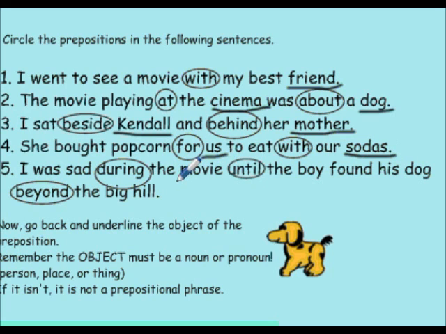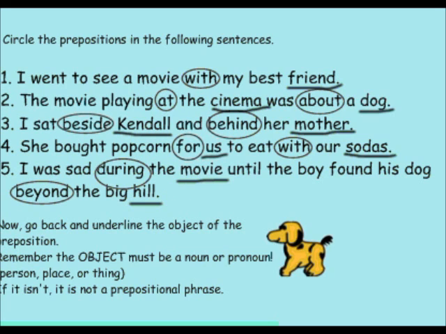During what? Movie. Until the boy found his dog. Until the boy found? That's not a person, place, or thing, is it? So we're going to take this one and say, no, in this case, this is not acting as a prepositional phrase. Beyond. Beyond what? Beyond the big hill. Beyond the hill. Is that a person, place, or thing? Yes.